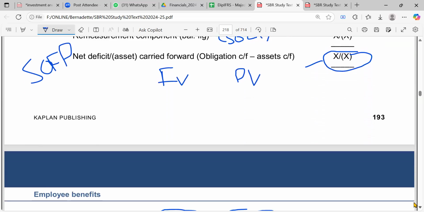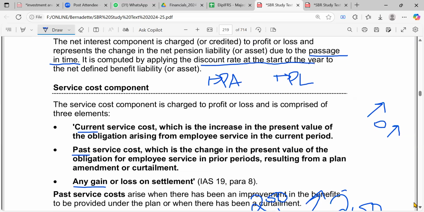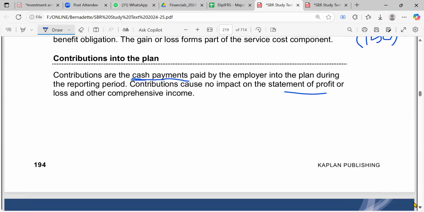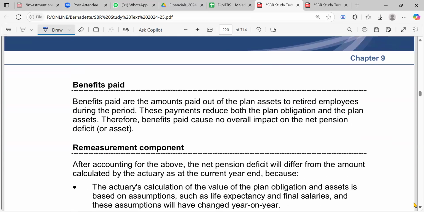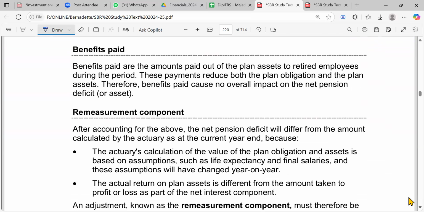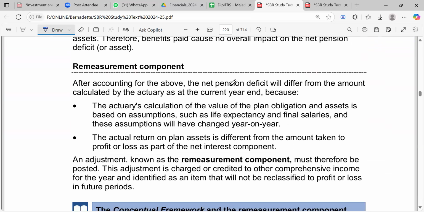Okay, so we had this. You have seen the contributions too. After that, I think there is nothing much. Benefits paid, yes, we have spoken about this. They are paid out of the plan assets to retired employees during the period. So this payment reduces both the plan obligation and plan assets. And then you have the remeasurement component, like you have seen how we get them, right? After accounting for the above, you would be having those figures.